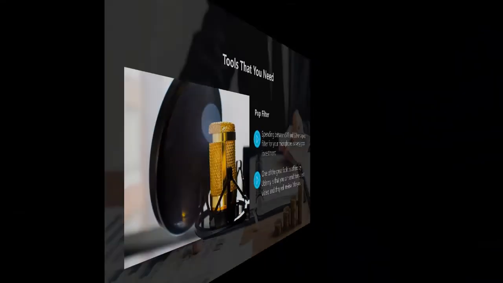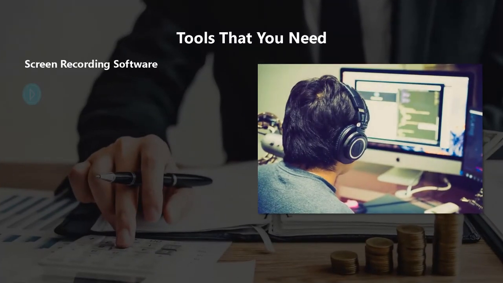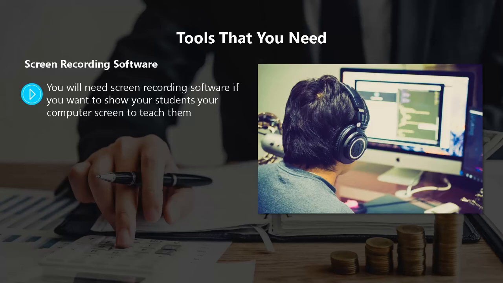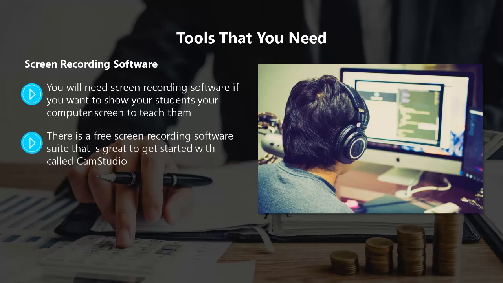Screen recording software. You will need screen recording software if you want to show your students your computer screen to teach them. When you use screen recording software, you can either narrate live as you go along using your microphone, or you can add an audio track later. There is a free screen recording software suite that is great to get started with called Cam Studio. It is reliable and will do a good job recording your screen. It will work with Windows XP up to Windows 10.